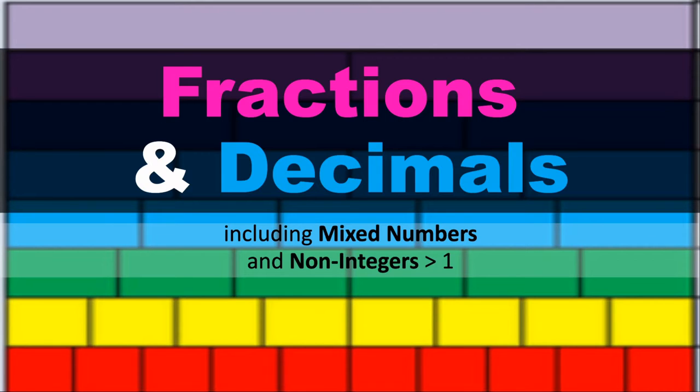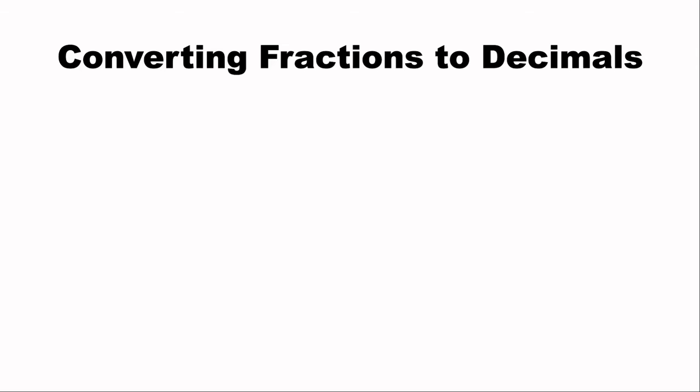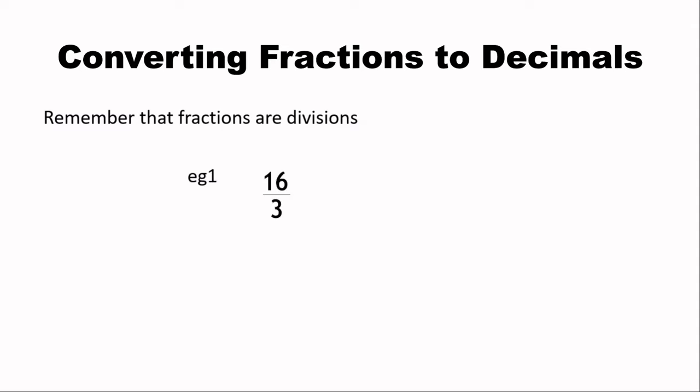Otherwise, you should be ready to get started, so let's get into it. Starting straight in with an example, just keeping in mind that fractions are just divisions. So when I see 16 over 3, I'm just thinking that's 16 divided by 3. Now, since I'm turning this fraction into a decimal value, I am going to have to do some long division here.